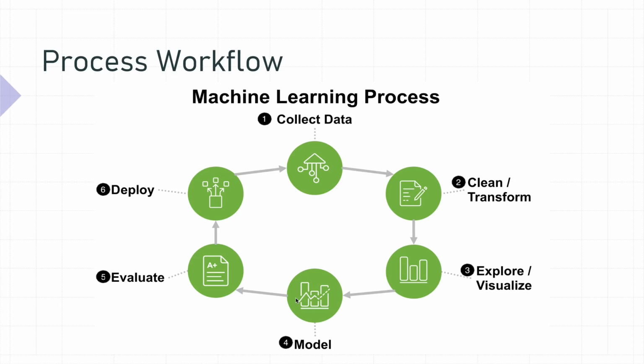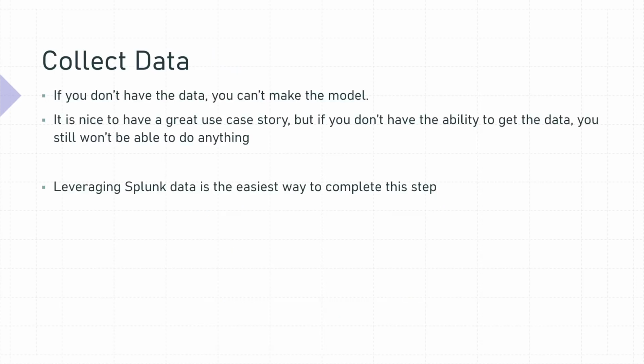We're now going to cover each of these areas a little bit more in detail, so we're going to go back. When I talk about collecting data, if you don't have the data, you can't make the model. It's nice to have a use case story, but if you don't have the ability to get the data, you still won't be able to do anything. I've heard the concept, wouldn't it be really cool if you could get the handshakes between VPN logs and then get all the packets that are going back and forth and see what's going in and going out?